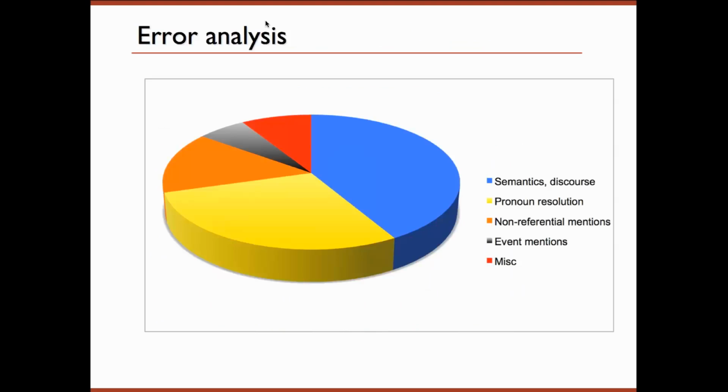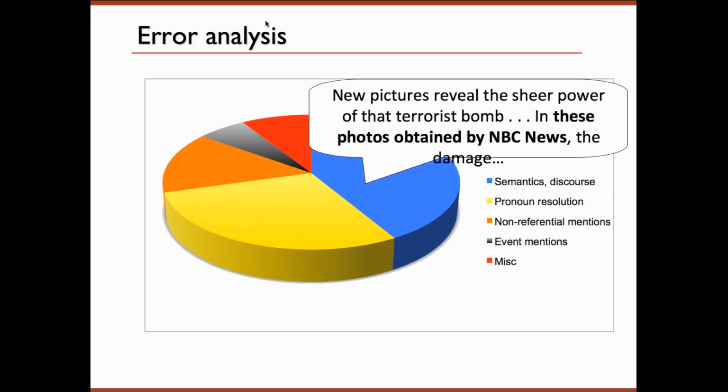Let's do a quick error analysis. We looked at about 100 errors that our system generated, and it turns out that most of them, the largest bulk, was actually very complex semantics or discourse representations. Let's look at one example. We have this text: new pictures reveal the sheer power of the terrorist bomb. In these photos obtained by NBC News.